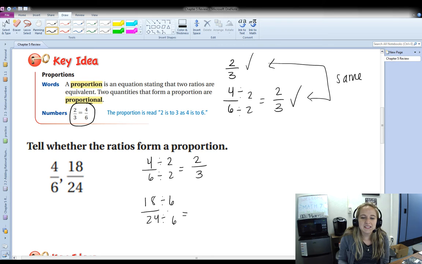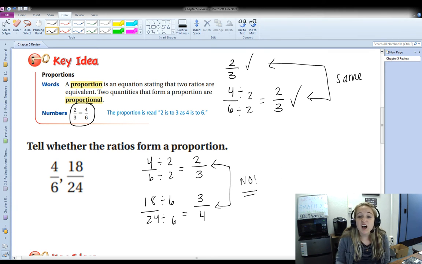Well, 18 divided by 6 would be 3. 24 divided by 6 would be 4, right? So that's 3/4. And that can't be reduced down. So are these the same when they're reduced? No, which means, are they a proportion? No. So they are not proportional.